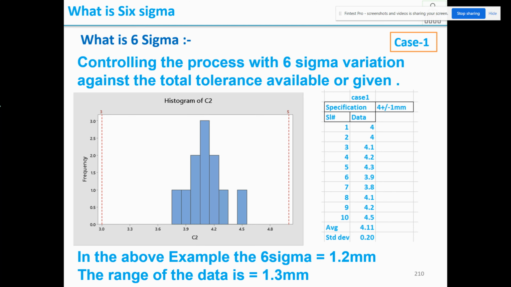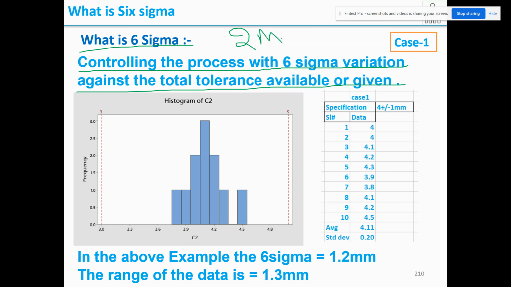So now what is Six Sigma? Controlling the process with Six Sigma variation against the total tolerance available. Say, for example, 2 mm is the allowable tolerance and your Six Sigma variation is just 0.1. Therefore, your ratio will be very high. You can divide the total tolerance by the variation many times over. Then you are very much capable.